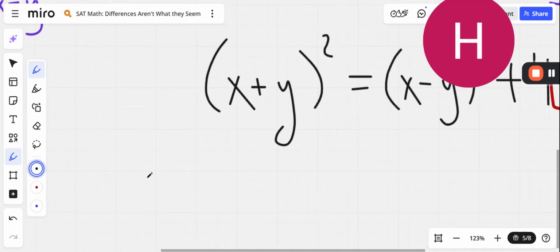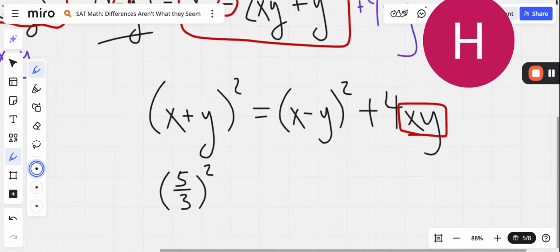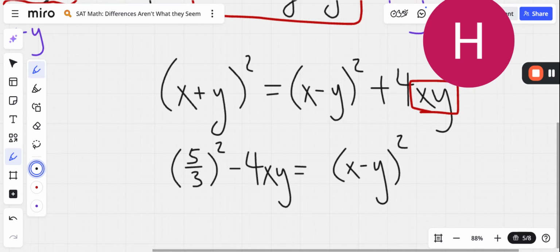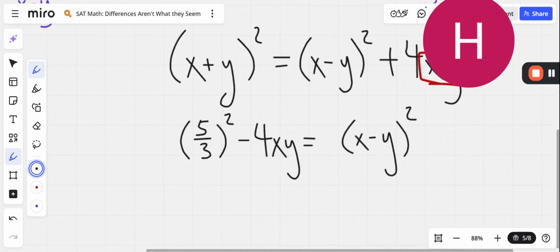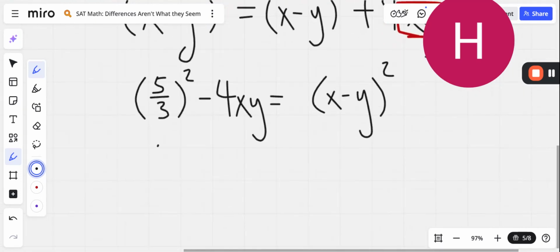Okay, so let's plug in our given information now. We can use 5/3 in place of x plus y. And I guess in order to find out what x minus y squared is, I'll have to subtract 4xy, and this is going to be equal to what I'm looking for, x minus y squared. Now we're given that xy is 3 over 18, so let's go ahead and plug that in. The fraction works, it looks messy, but I'm sure it'll be fine.